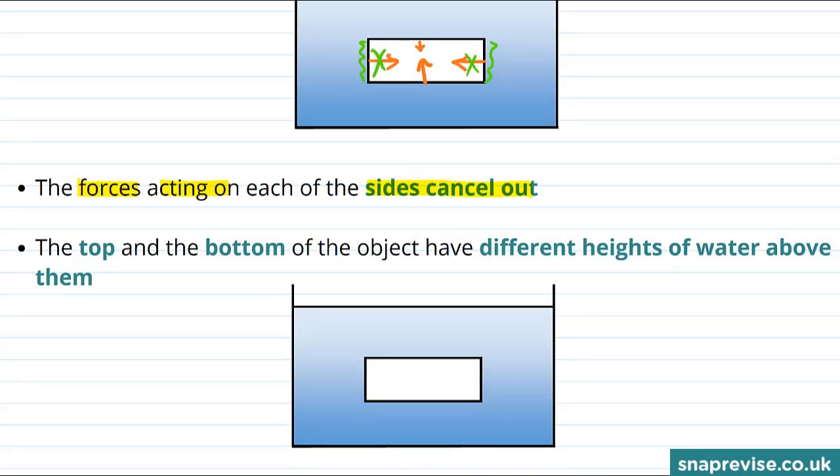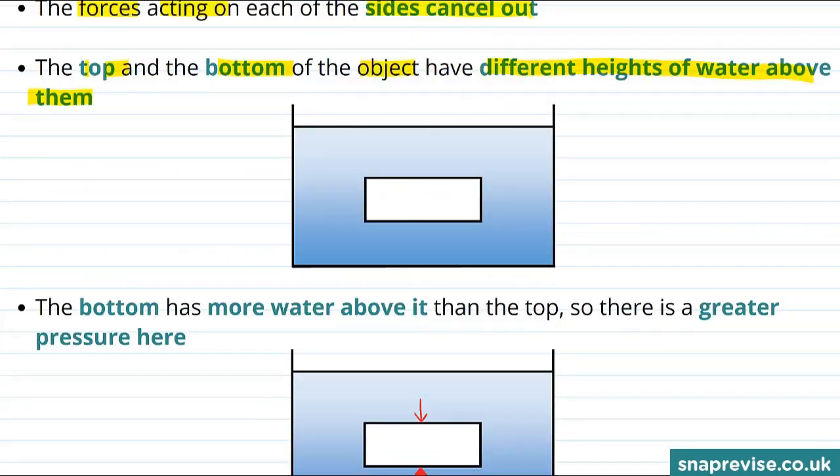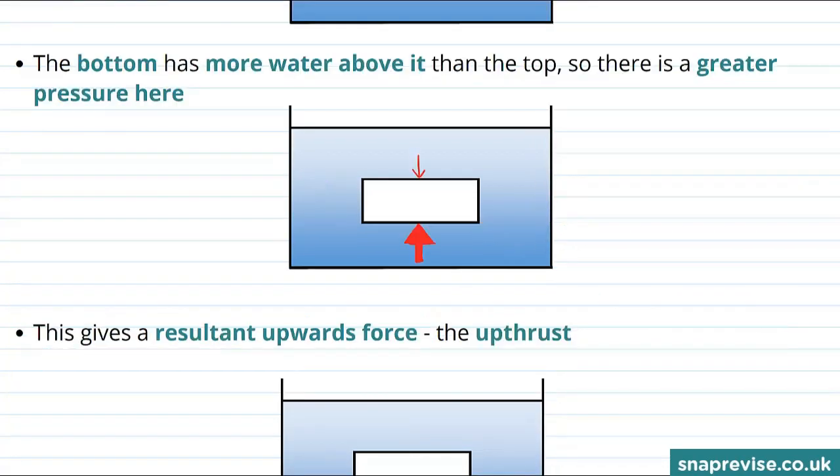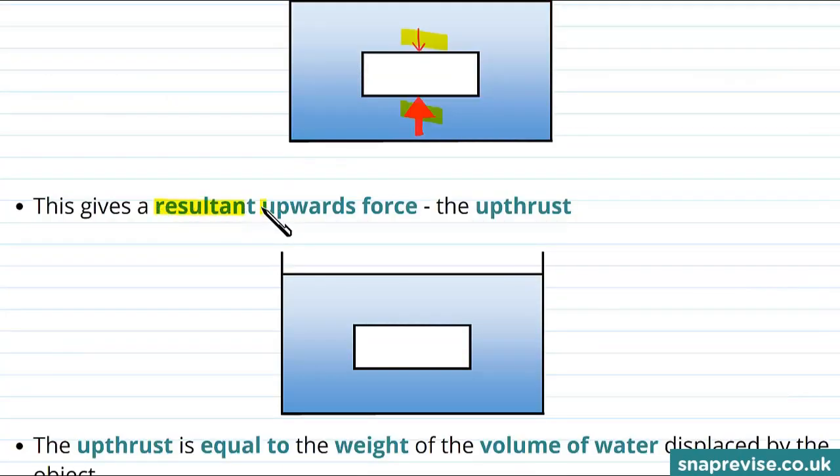On the other hand, the forces the top and the bottom of the box are going to feel are going to be different. And this is because the top and the bottom of the object have different heights of water above them. So what we're saying is that the top of the box has just this much water above it, but the bottom of this object has a lot more water above it. And a result of there being a greater pressure at the bottom is that there is a greater force acting at the bottom than there is at the top. And this means there's going to be a resultant upwards force on the object called the upthrust. So let's draw this resultant force on the object.